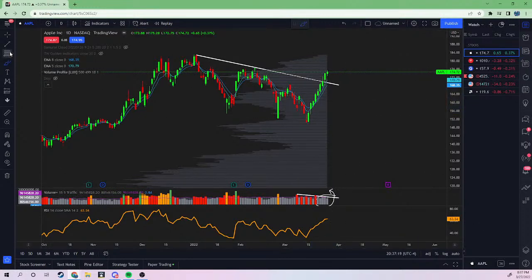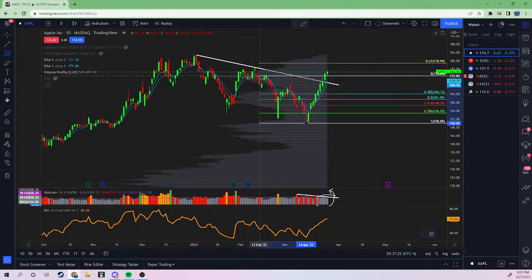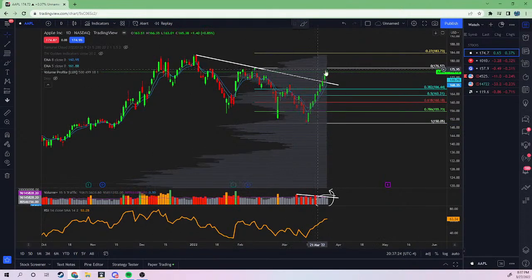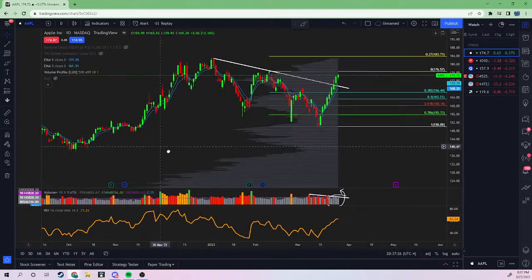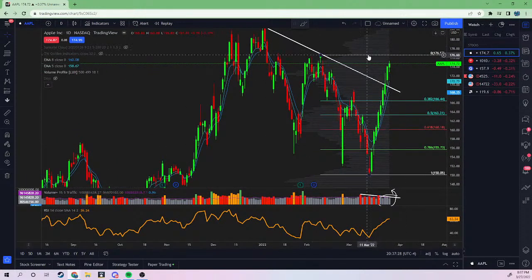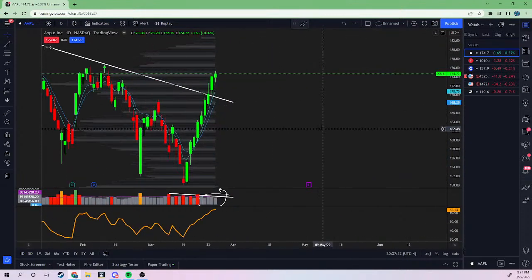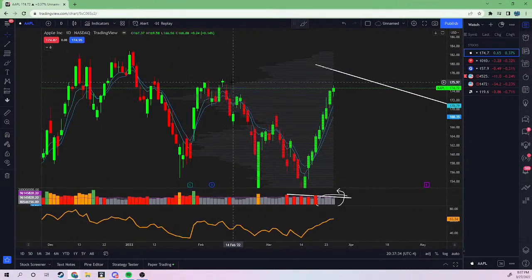So another thing I want you guys to look at is if we actually draw out this little level here, you know, it's coming down to this previous high, and this previous high. Let me get rid of the fibs, it makes no sense. But if you go on to the level here, what you're gonna see is it's coming right up to the top of this volume shelf.